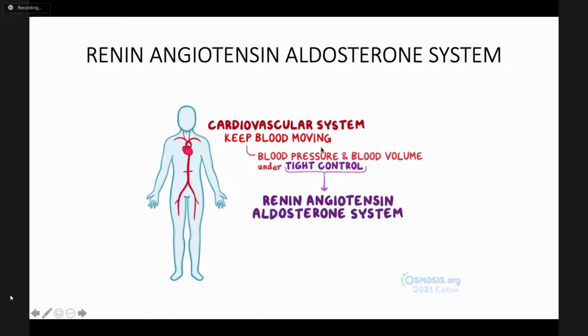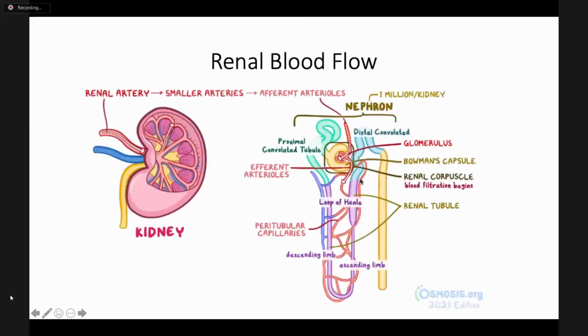erythrocytes. Alright. So for blood pressure, one is pressure and the other is volume. When you explain in the viva or answer your questions, be very careful whether you are focusing on pressure or volume. This is tightly controlled under the system called the renin-angiotensin-aldosterone system. This is just repetition: the blood flows from the renal artery to smaller arteries, afferent arterioles, then the glomerulus, efferent arterioles, peritubular capillaries, then to the veins.